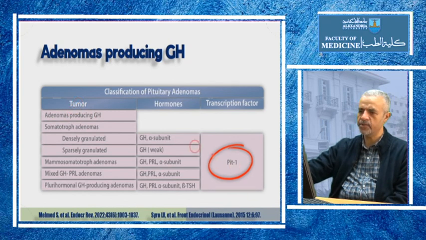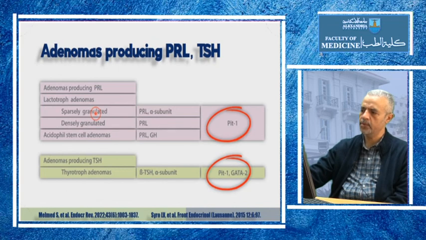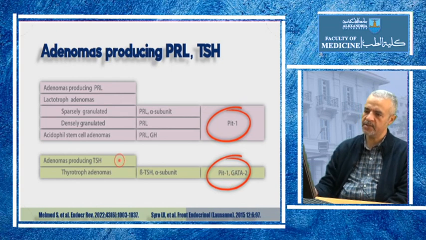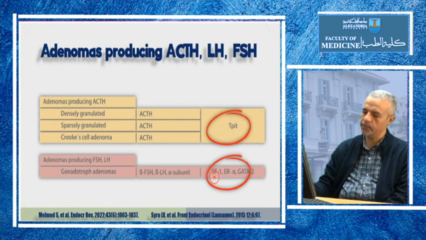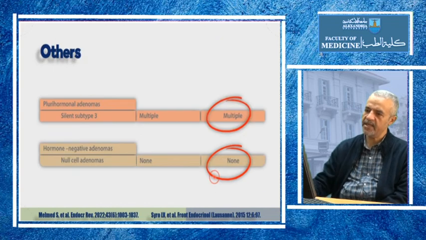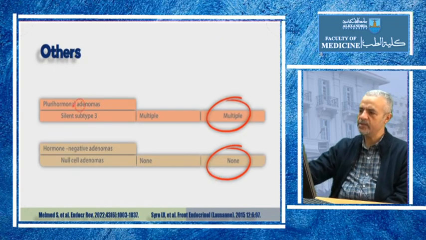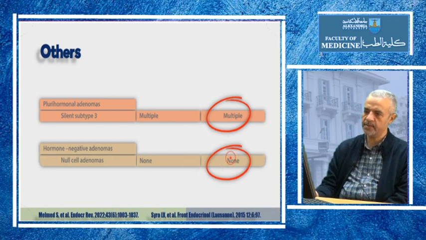So PIT1 is essential for adenomas producing growth hormone. PIT1 is also essential for adenomas producing prolactin. PIT1 is also essential for adenomas expressing TSH. TBET is essential for adenomas producing ACTH. SF1 is essential for adenomas producing FSH and LH. Plurihormonal adenomas would express multiple factors, the most important of which would be PIT1. And finally, hormone-negative adenomas are not expected to express any of these factors.